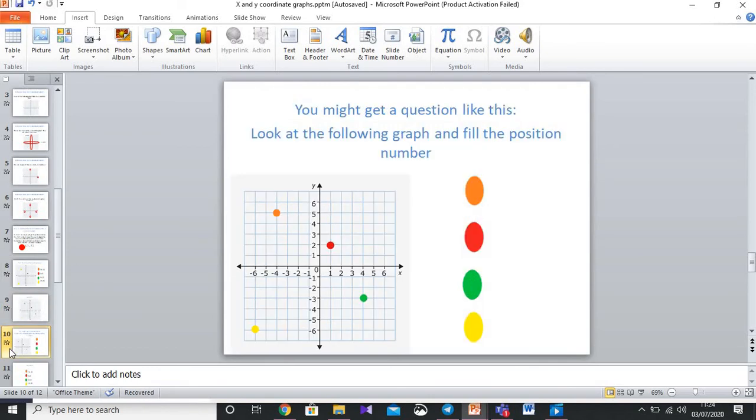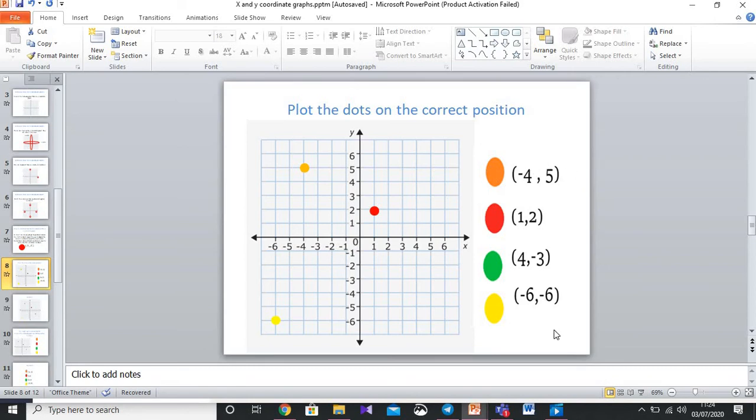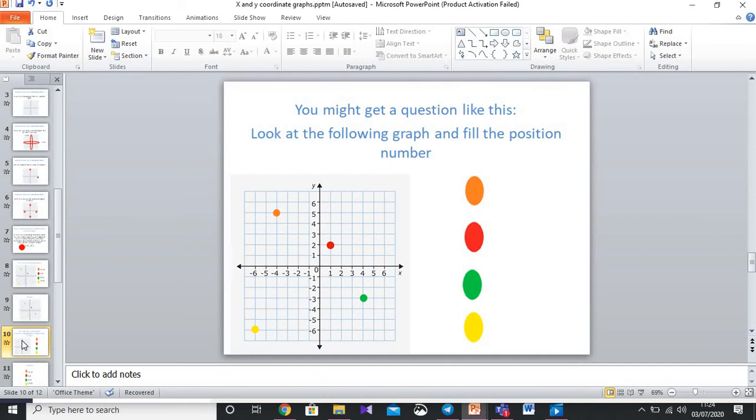You might get a question like this. Look at the following graph and fill the position number. Let's start off with the red dot. Okay, so I'm going to get a text box. Now it's the opposite way. We did like this and we have the position numbers. We just need to plot the dots. But this one says you have the position. You need to just plot the position number. It's the opposite. So let's try the red dot.